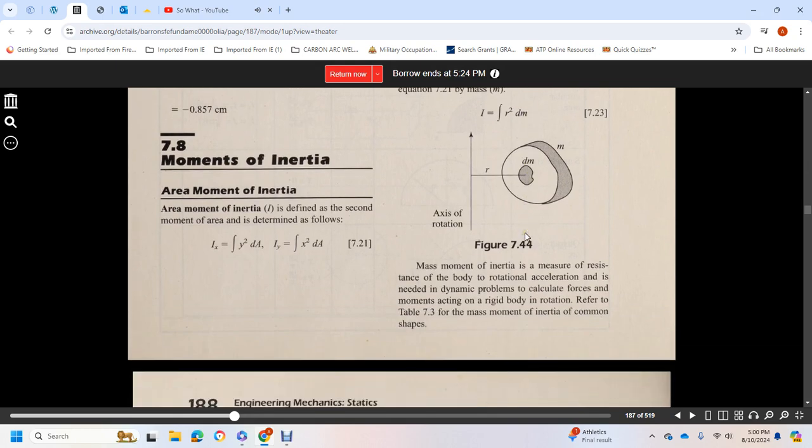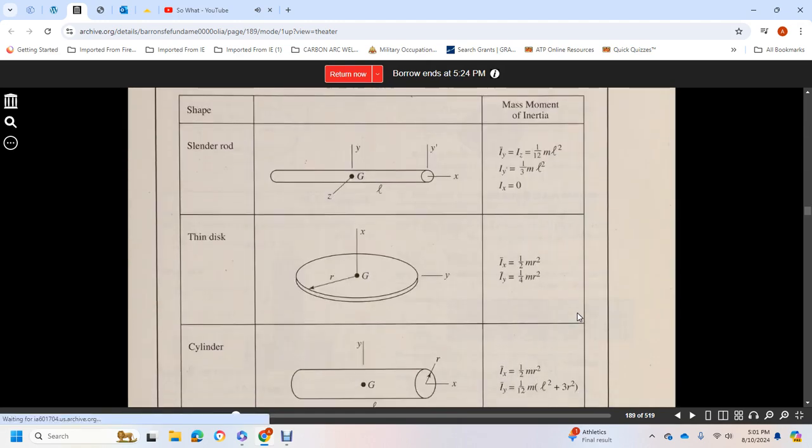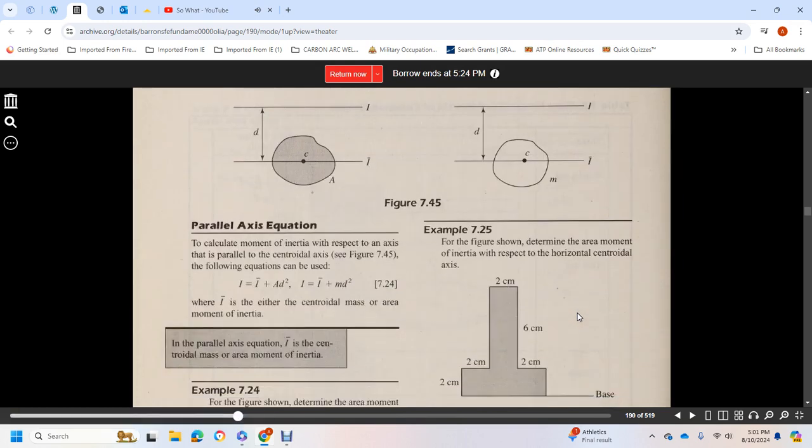Mass moment of inertia is a measure of the resistance of a body to rotational acceleration, needed in dynamics problems to calculate force moments acting on a rigid body in rotation. Refer to Tables 7-2 and 7-3 for the moments of inertia for common shapes.